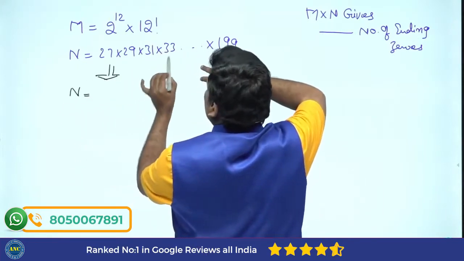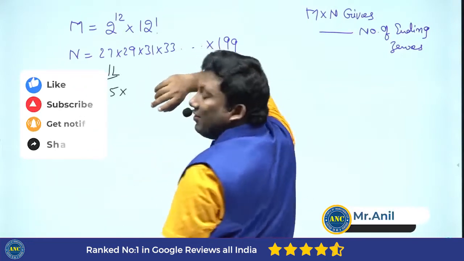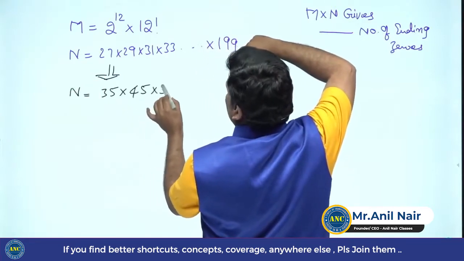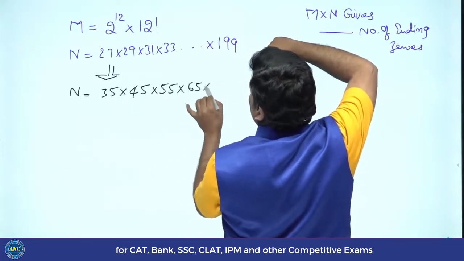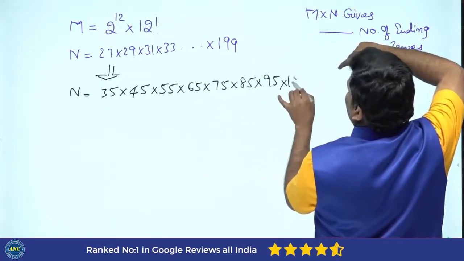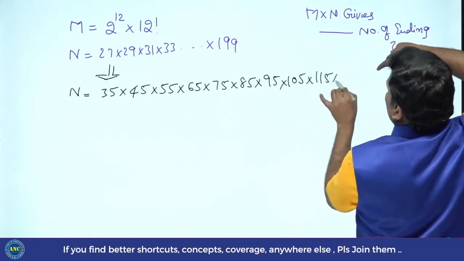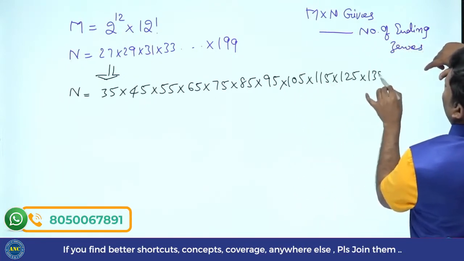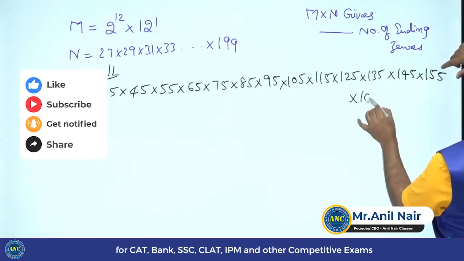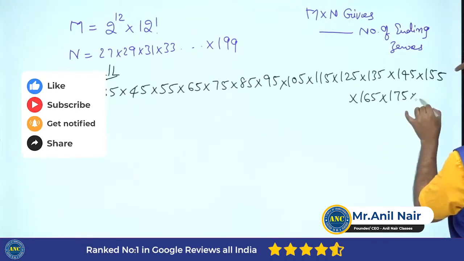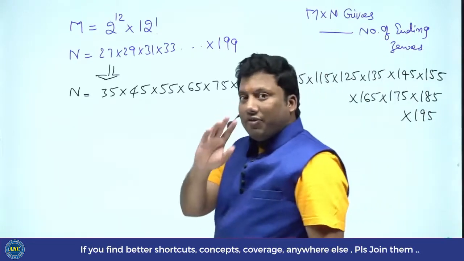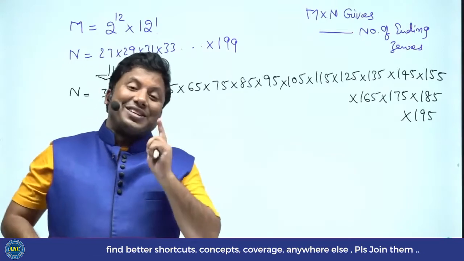27, 29, 31, 33, 35. 37, 39, 41, 43, 45. So there is a difference of 10. 55. Next is 65. Next is 75. Next is 85. Next is 95. 105, 115, 125, 135, 145, 155, 165, 175, 185, and 195. Now listen carefully, sir. Very, very good question which will teach you a lot.